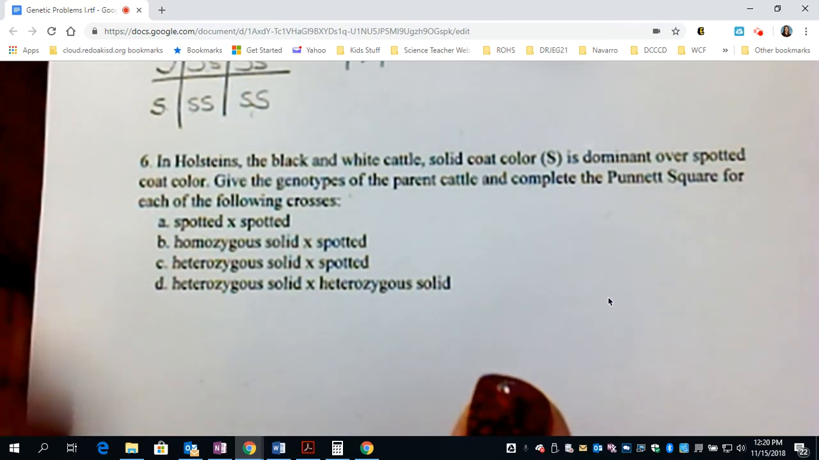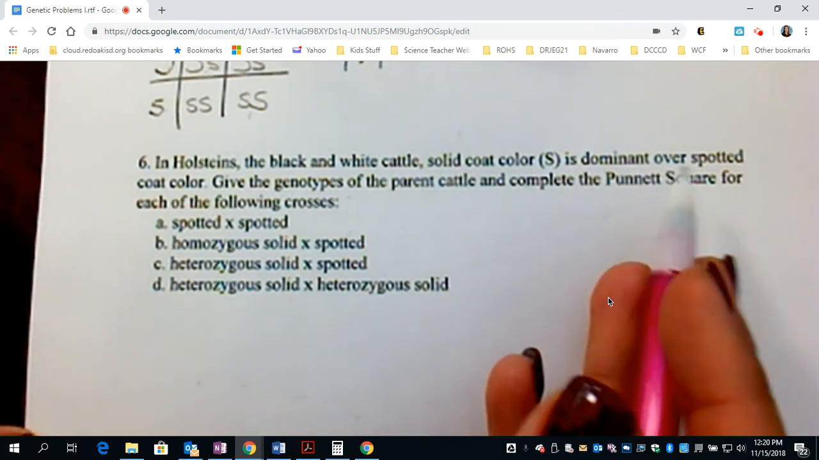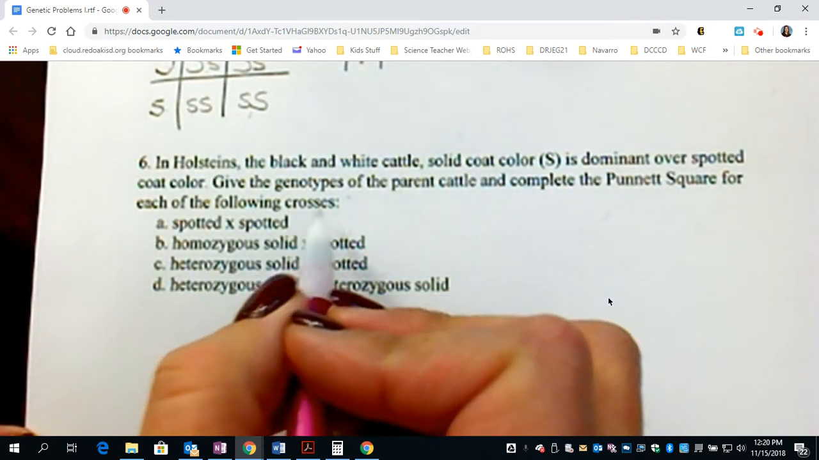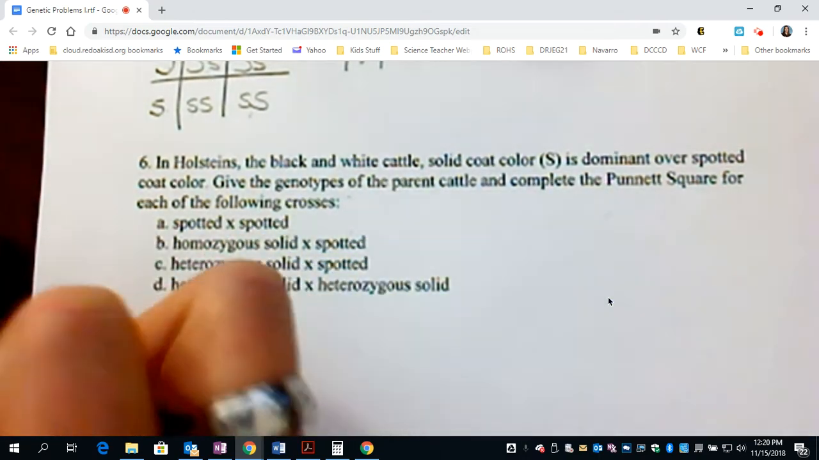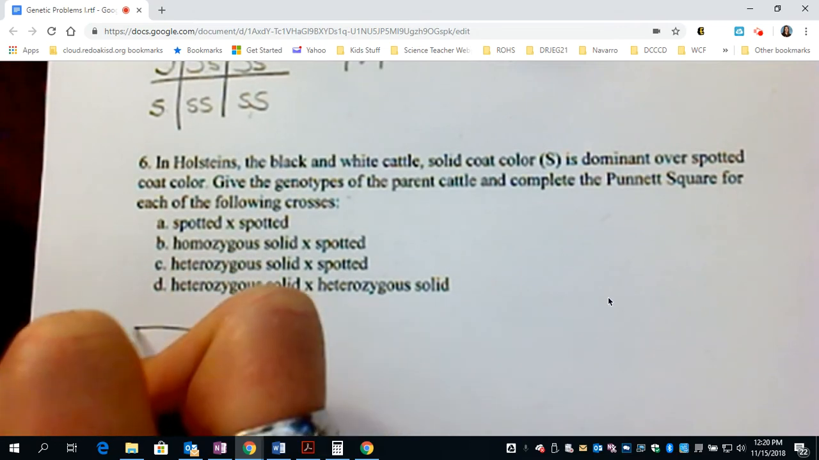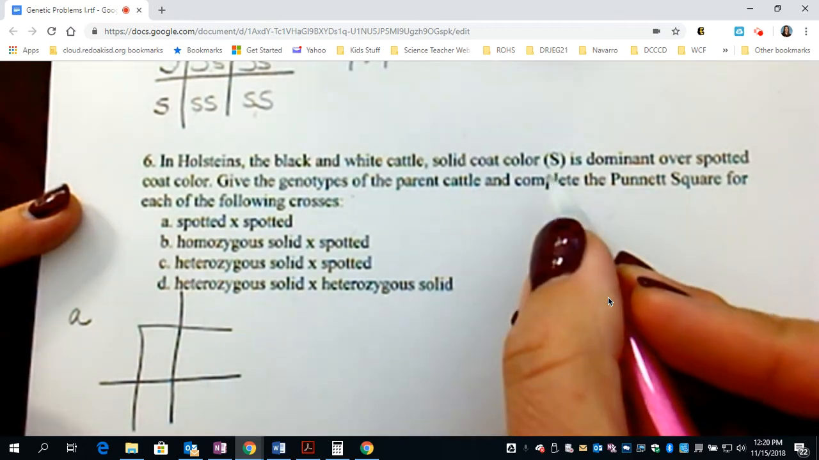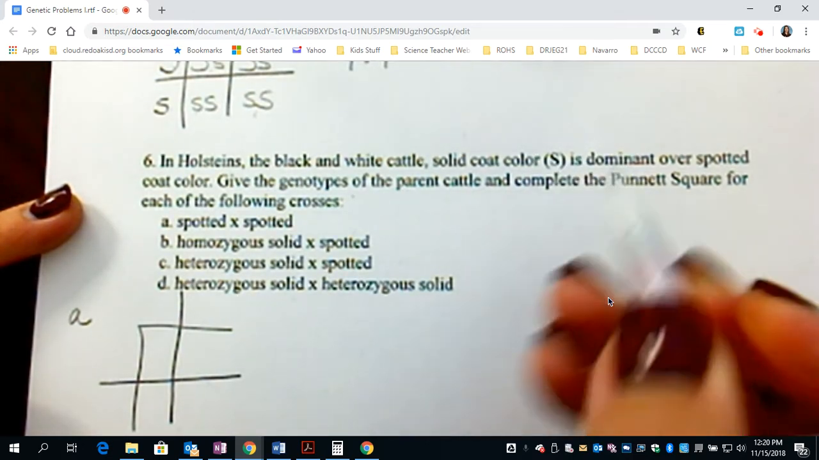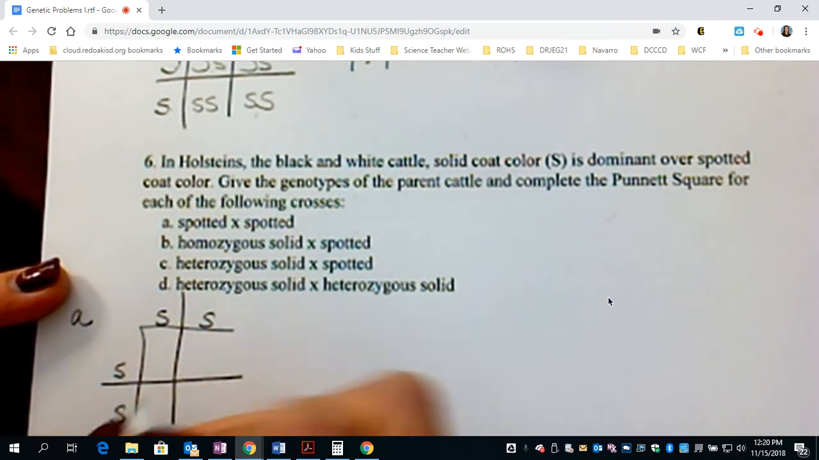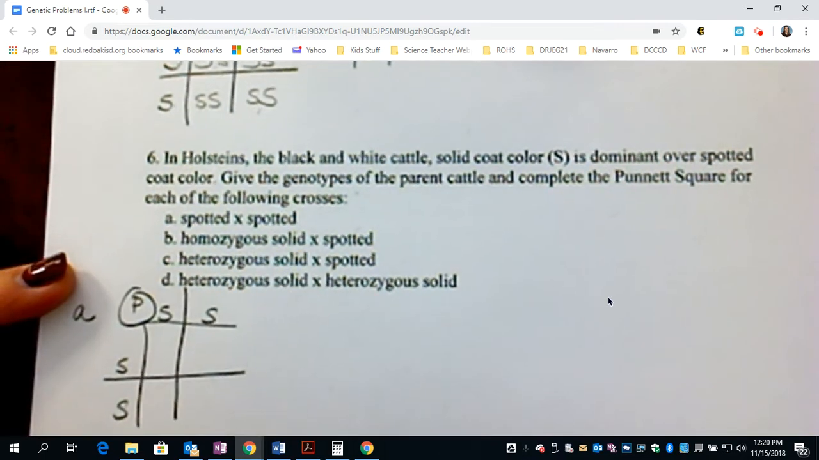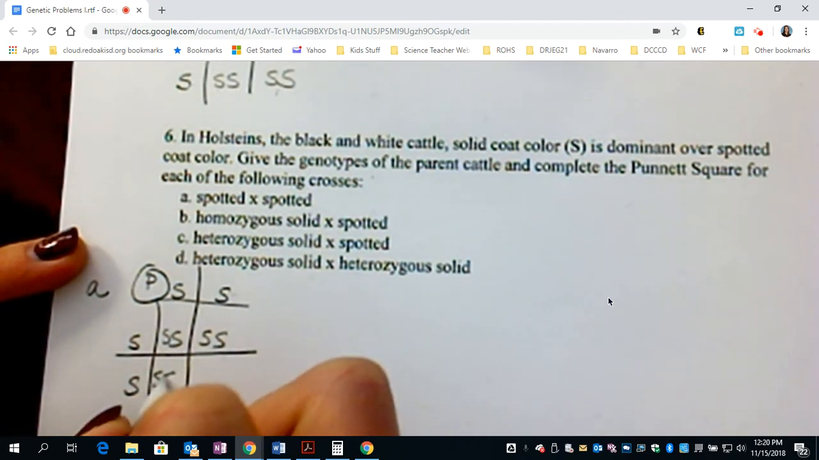Okay, number 6 says in Holstein cattle, black and white cattle, the solid coat color is dominant over spotted coat color. Give the genotypes of the parent cattle and complete the Punnett squares for each of the following. So A says that you're crossing 2 spotted parents. The only way you could have 2 spotted parents, because solid is dominant, is if you had small s. So my parents are here, parent genotypes, and then my offspring would all be spotted.